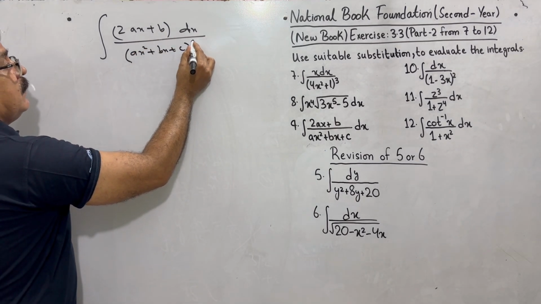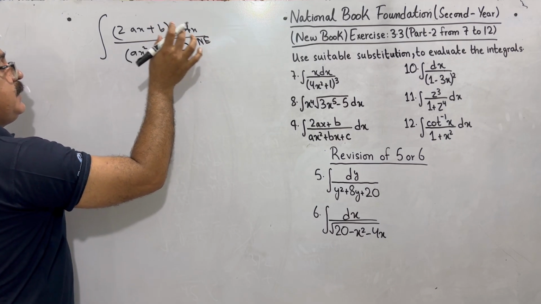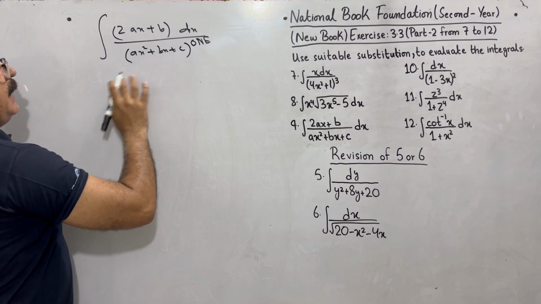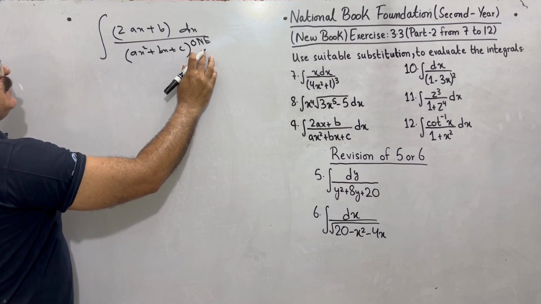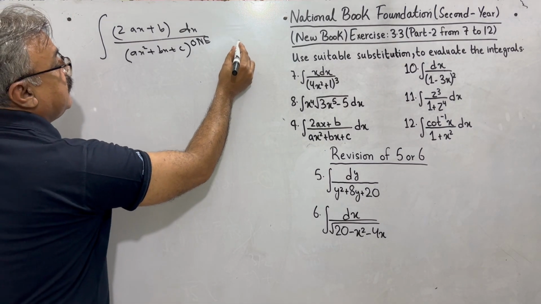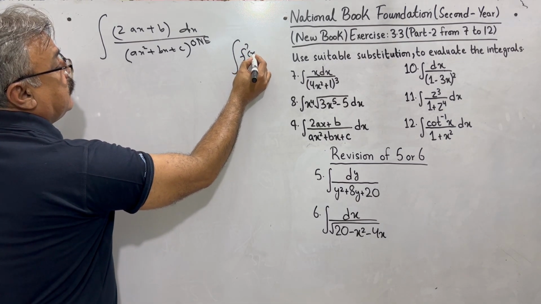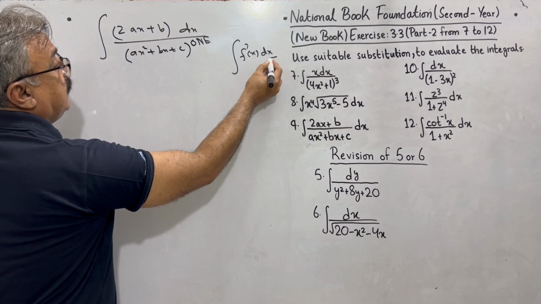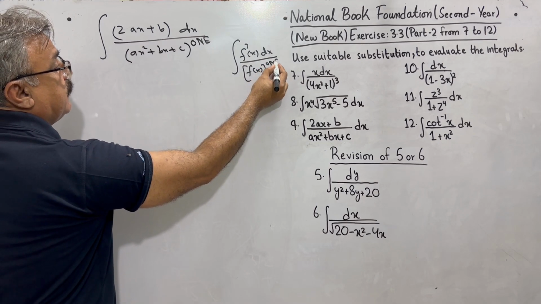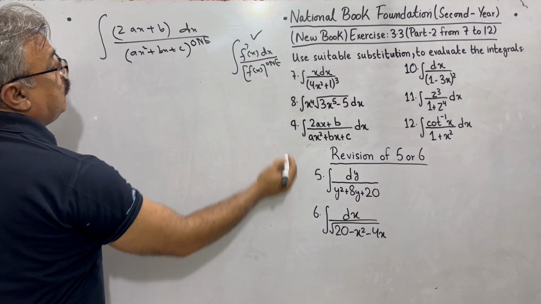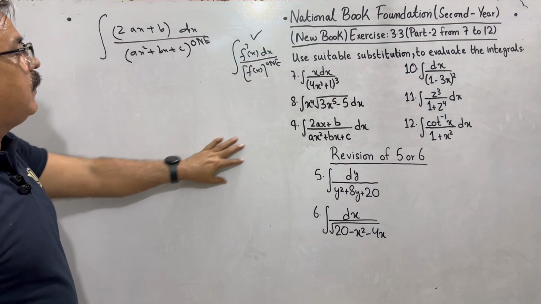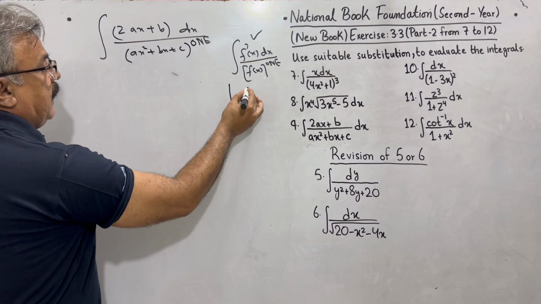Don't forget, the function has overall power 1. I'm writing this in order to emphasize the underlying concept. If the function is in the denominator having overall power 1, it is the case of ln. Let me explain again. Differentiation is in the numerator. Function is in the denominator having overall power 1. Derivative of the function is in the numerator, function is in the denominator having overall power 1. It is the case of ln.